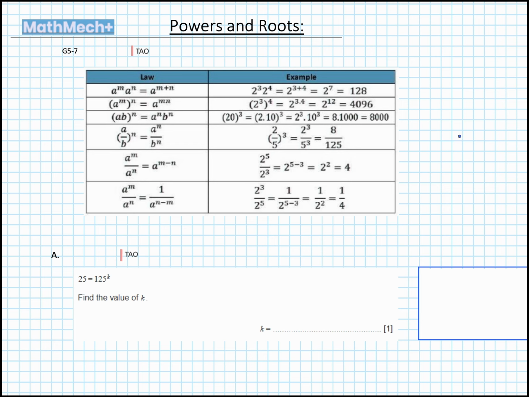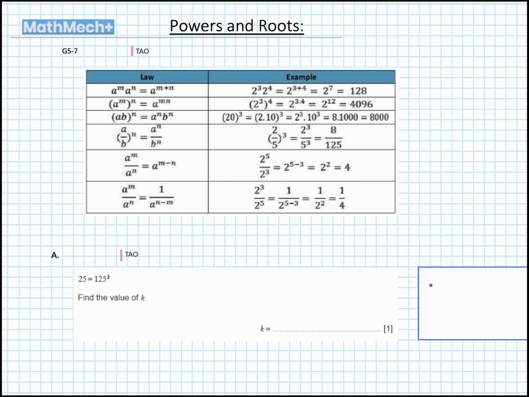Let's have a look. 25 is equal to 125 raised to k. Find the value of k. So what we do here is we have to think to ourselves, we have to get something more consistent than what we have. It's just a little trick that you can change the constant or variable to suit yourself in some cases.